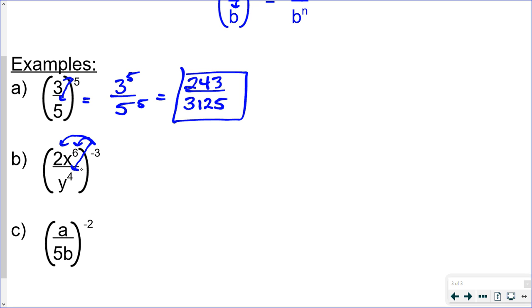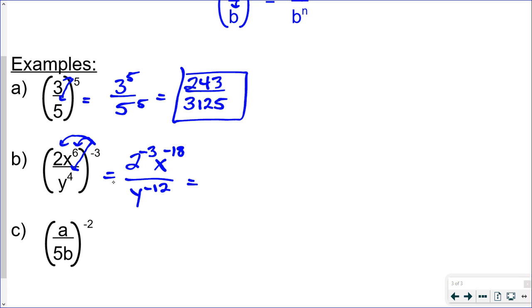And hopefully you've already learned about raising a power to a power, and you know that you multiply the exponents together. So the negative 3 comes into the 2, comes into the x. You multiply 6 times negative 3 to get negative 18. It comes into the y, multiply 4 times negative 3 and get y to the negative 12th. So I have lots of negative exponents. So to change from negative exponents to positive exponents, just flip them over.